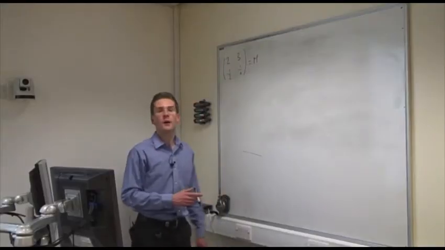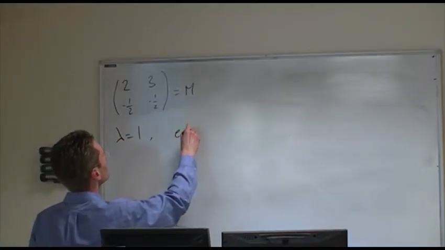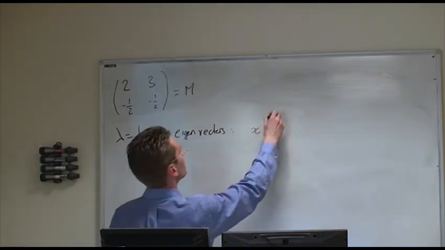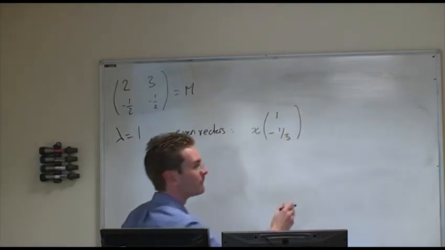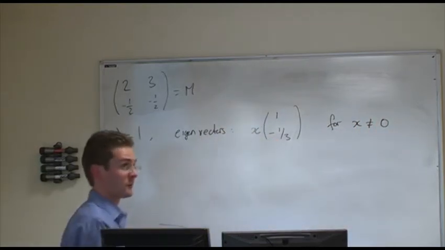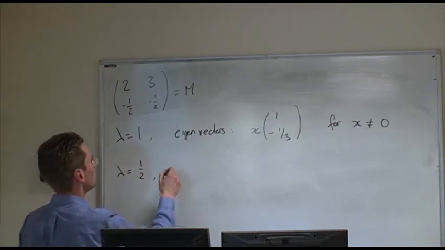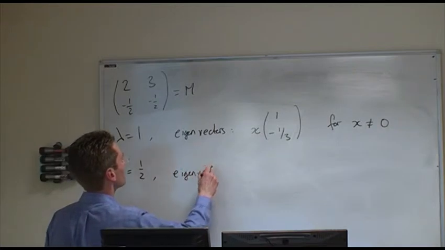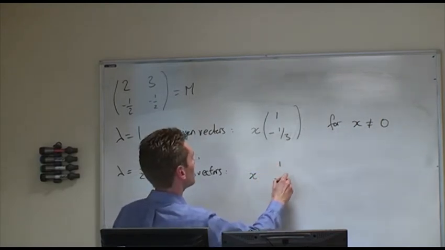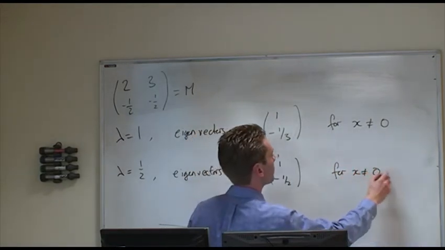So in summary, we found that the eigenvalues were 1 and 1/2. For lambda equals 1, we found that the eigenvectors were all of the form x, lots of 1 or minus 1/3. I'm allowed to choose x to be whatever I like, but I'm not allowed to choose it to be 0. Similarly, for lambda equals 1/2, we found that the eigenvectors were all of the form x, lots of 1 or minus 1/2. Again, x is allowed to be anything as long as it's not 0.